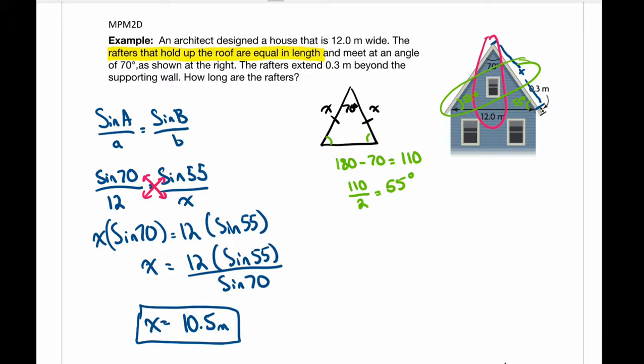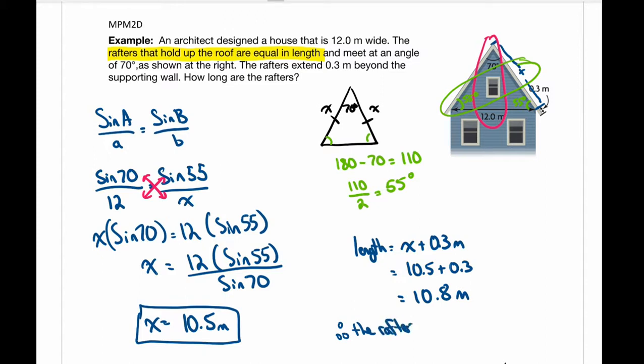Now that you know what X is, you can find the length of the rafters, the full length, because it will equal X plus 0.3 meters. So we get 10.5 plus 0.3 equals 10.8 meters. So therefore, the rafters are 10.8 meters long.